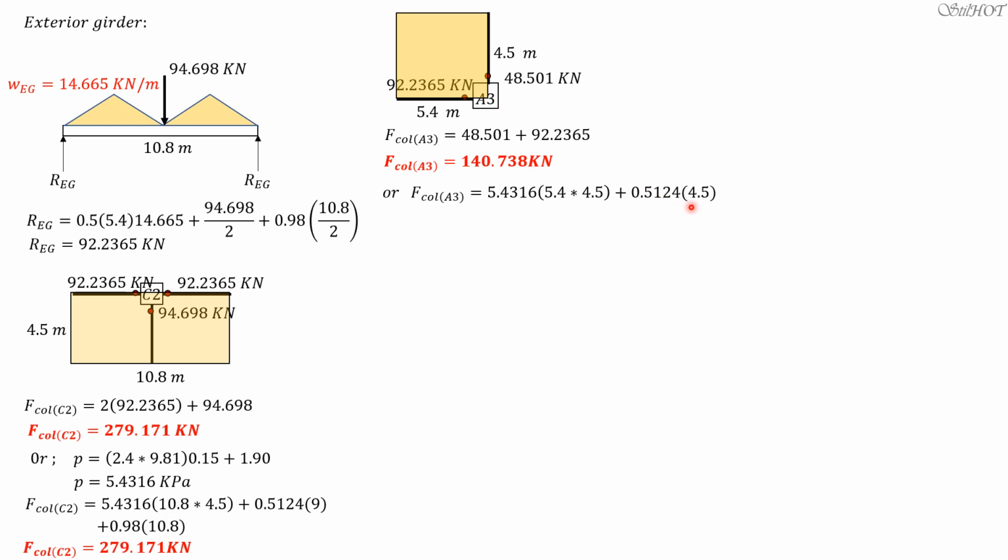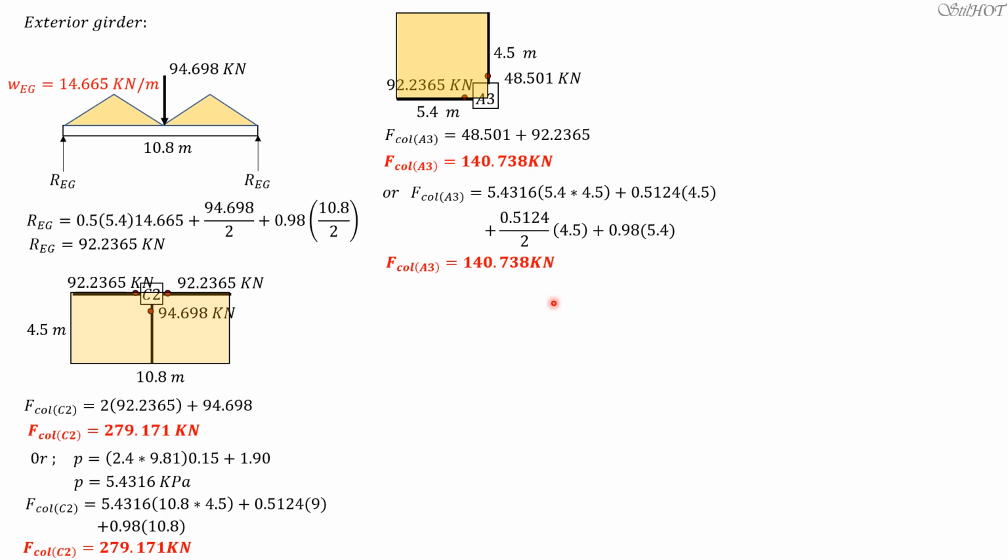So 0.5124 times 4.5. We also have a beam here. Half of that weight is transmitted to column E3. The other half is transmitted to column E2. So we only compute the weight of this beam, and half of its weight is transmitted to column E3. So we write 0.5124 again, divided by 2, times 4.5. Then the weight of the girder is 0.98 times 5.4, obviously. So the force in column A3 is equal to 140.738, which is equal to that.